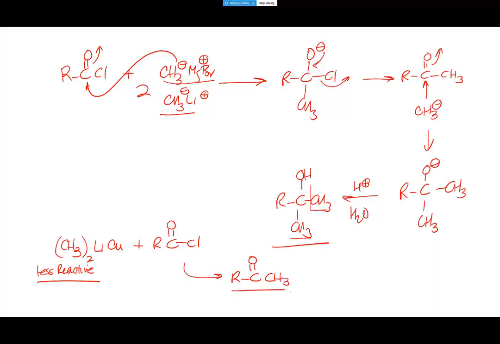And so if you react the cuprate with an acid chloride, you just end up adding one methyl, and so you end up forming then the ketone. So you don't reduce it all the way, or you don't react it all the way. You stop at a ketone. So acid chlorides plus cuprates are going to give me a ketone. I just add one methyl group. So it's less reactive.